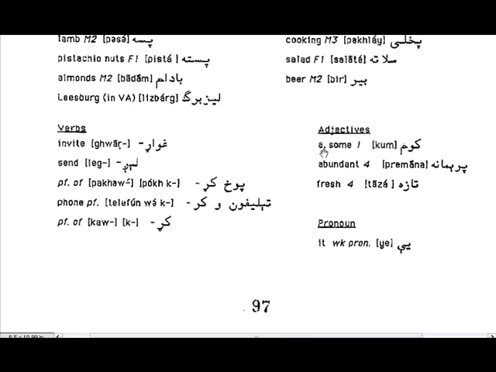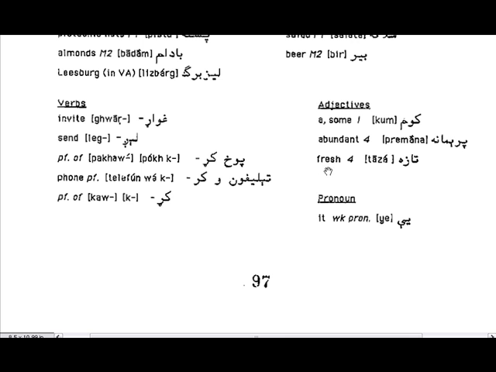Culturally, that is. Adjectives. Kum means some, or which one. Premana means abundant. In Farsi, they use Fremana, which is linguistically wrong. In Pashto, there actually is no fa. All the fa words are borrowed words. The real pronunciation of the fa words actually is pa. That's why most Pashtuns tend to pronounce words that start with fa with pa, which is much more accurate linguistically speaking. Premana means abundant. Taza means fresh.